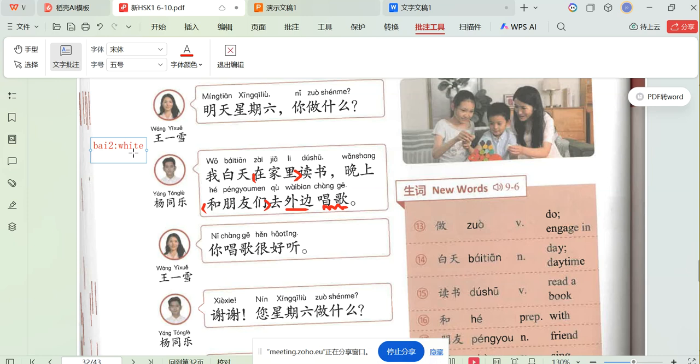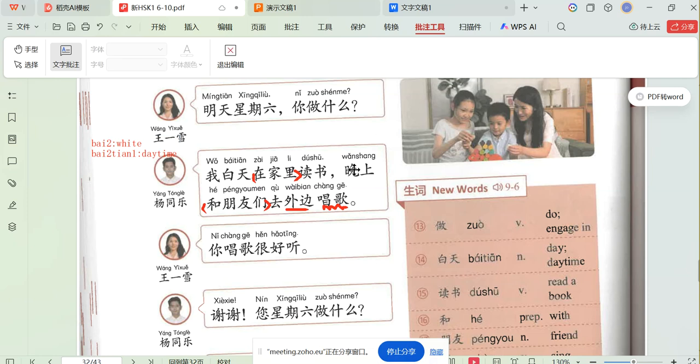So we know 天 is sky. So what's the meaning of 白天? Yes, 白天. White sky. What is white sky? Daytime. So during the daytime, it means from the morning to the evening.